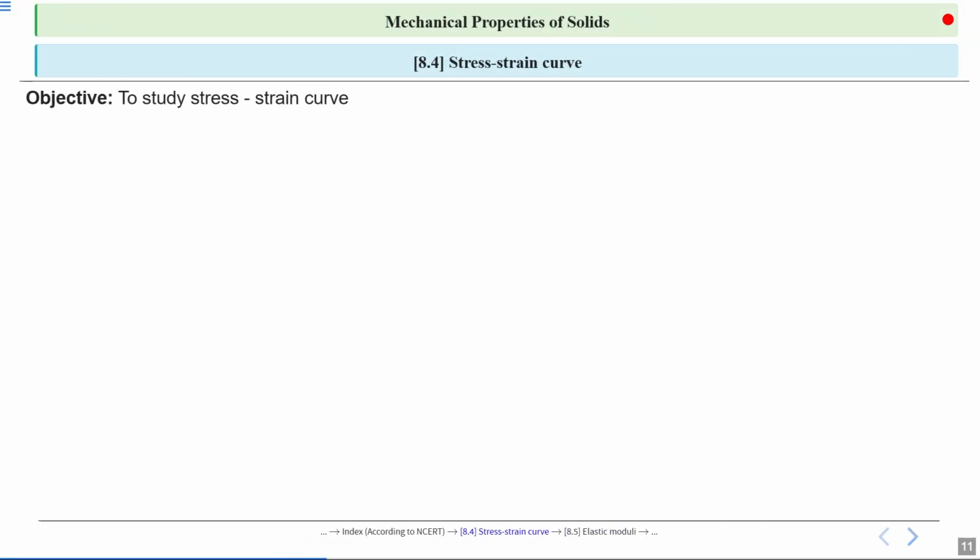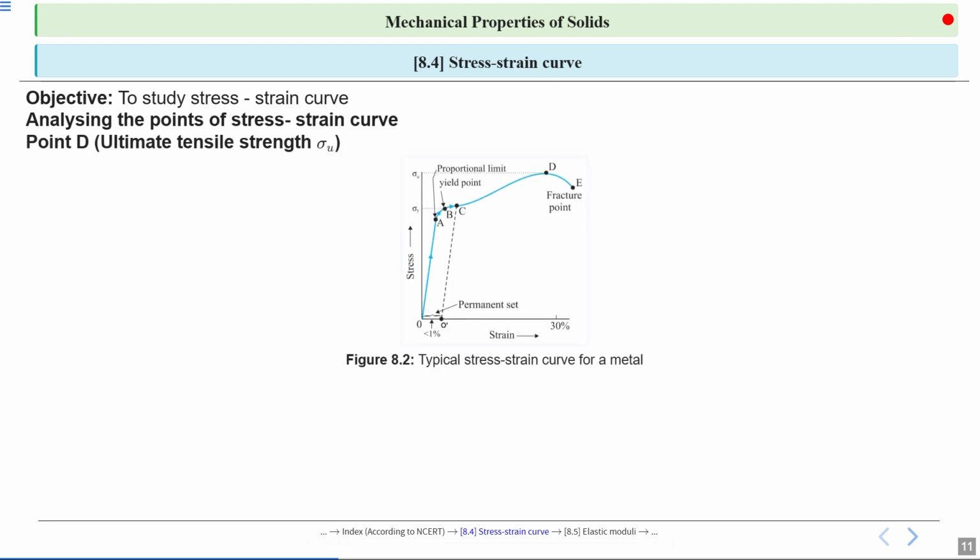We are continuing to understand the stress strain curve. So, point D, ultimate tensile strength, sigma u. Let's look at point D on the curve, which is called the ultimate tensile strength, often written as sigma u. This is the highest point on the curve, showing the maximum stress the material can handle before it starts to weaken. The figure 8.2 here shows a typical stress strain curve for a metal, and you can see point D marked as the peak.